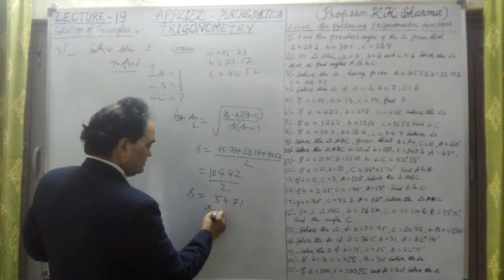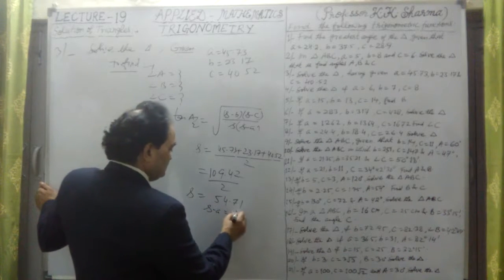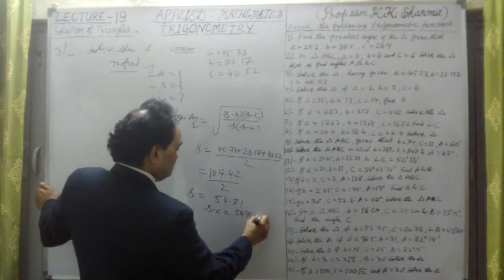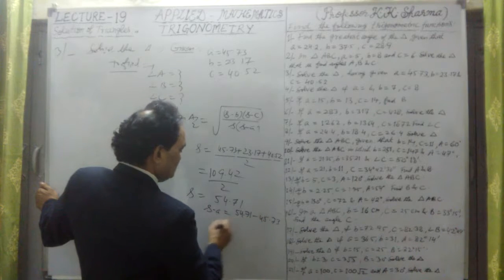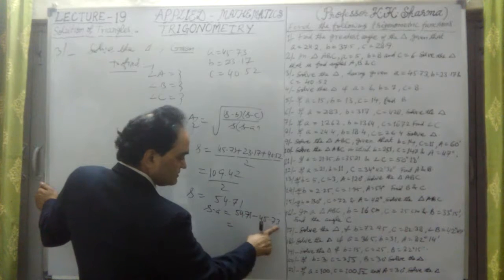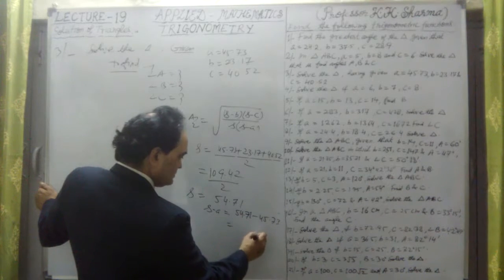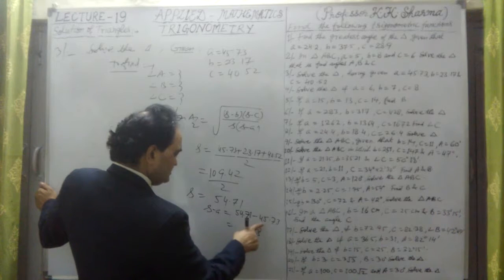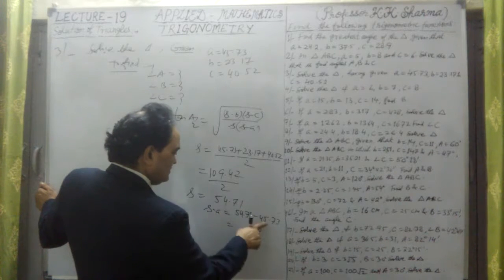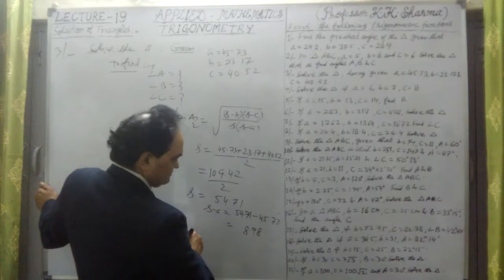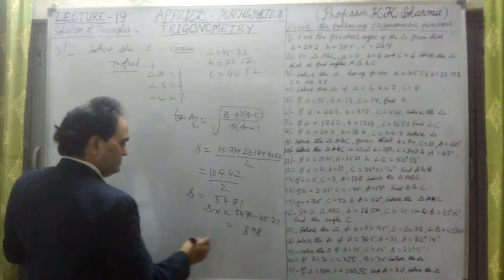Therefore, s minus a we have to calculate, which is 54.71 minus a, 45.73. The difference will be 8.98. So 8.98 is s minus a.